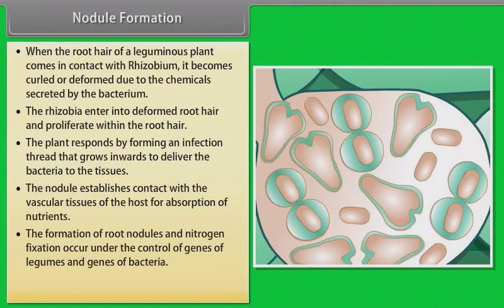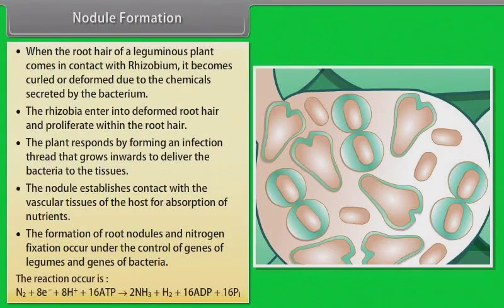The formation of root nodules and nitrogen fixation occurs under the control of genes of legumes and genes of bacteria. The reaction is: N2 plus 8 electrons, 8 H+ plus 16 ATP gives 2 NH3 plus H2 plus 16 ADP plus 16 Pi.